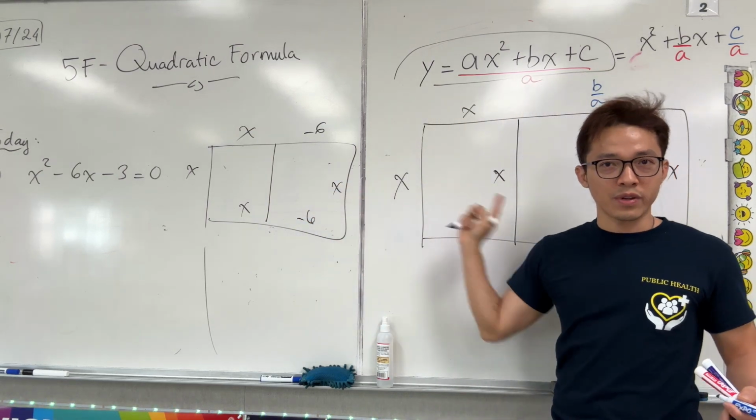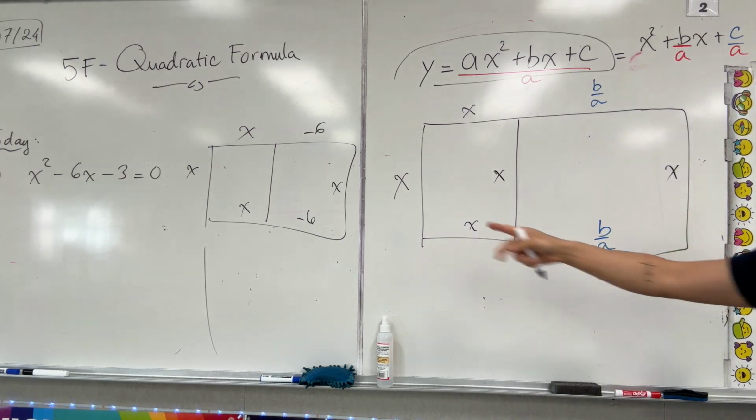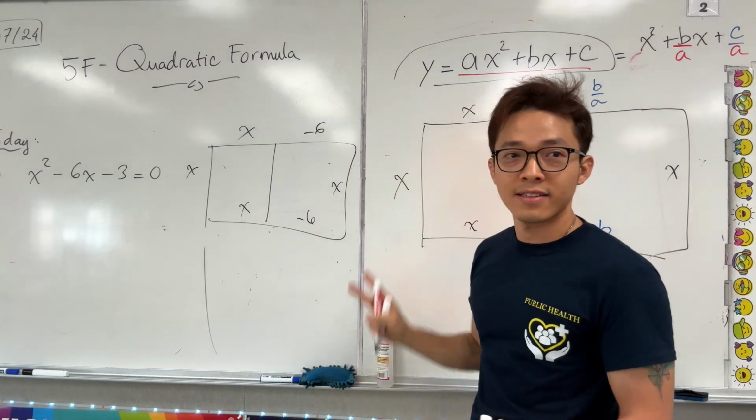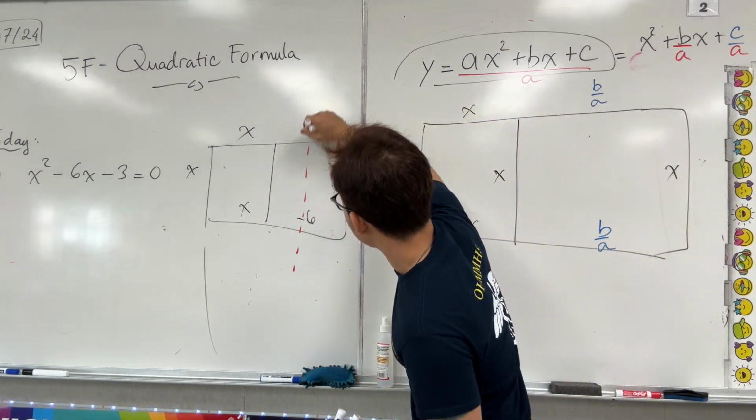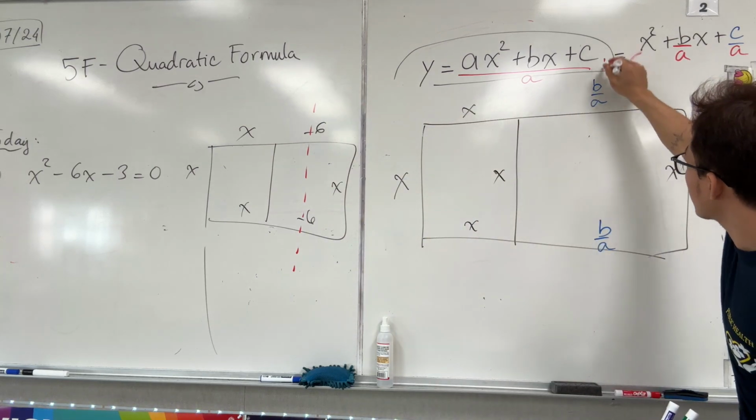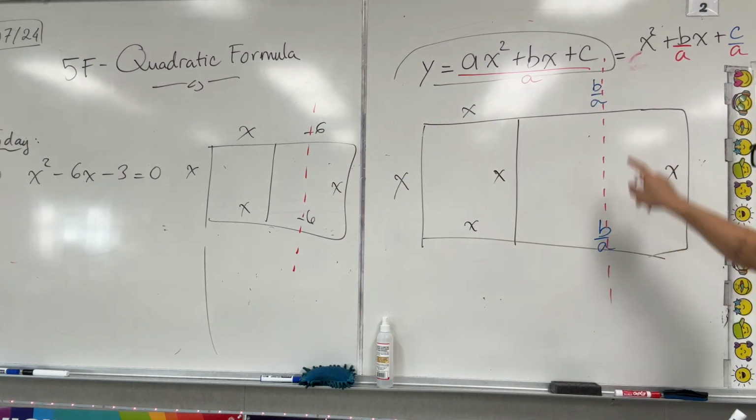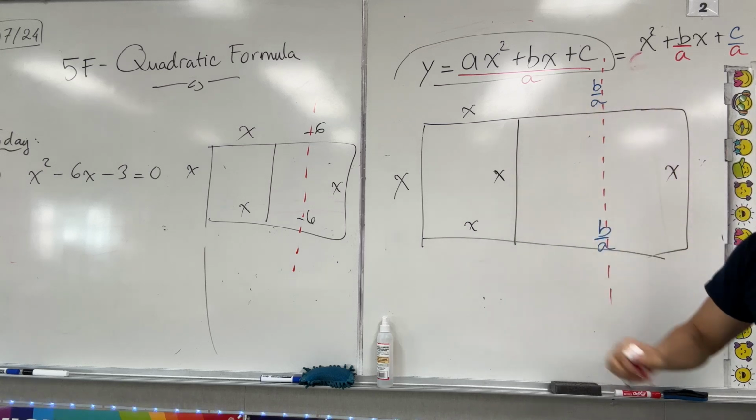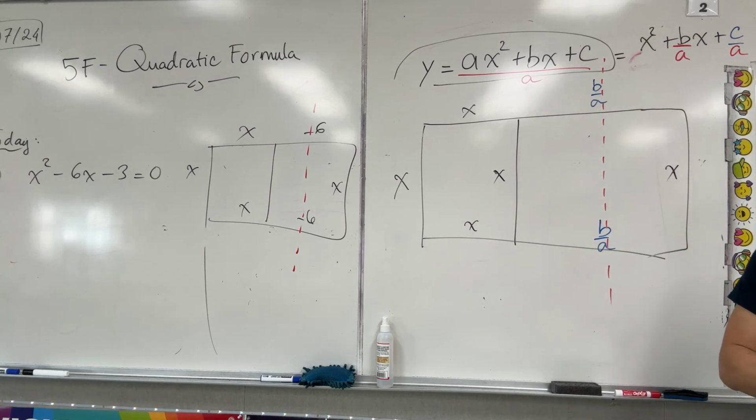Okay, what did we do over here? We're gonna cut it in half, and for this one, same thing. I'm gonna cut this one in half. Now tell me, what is the sign of this? The sign of this? B over a.